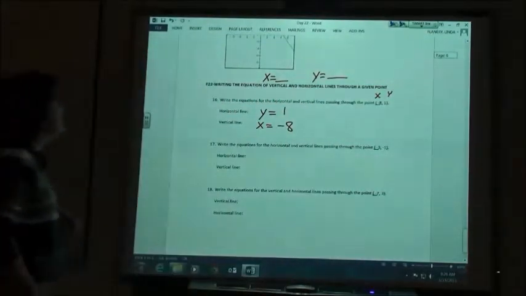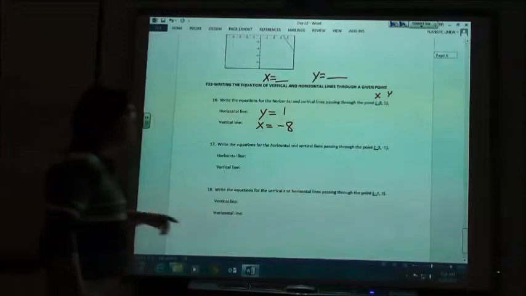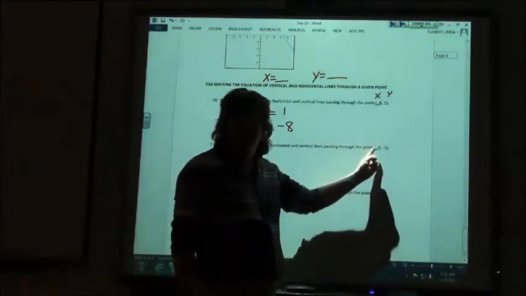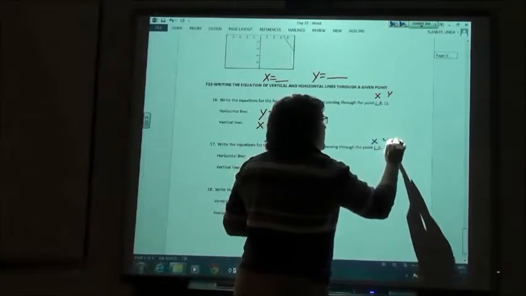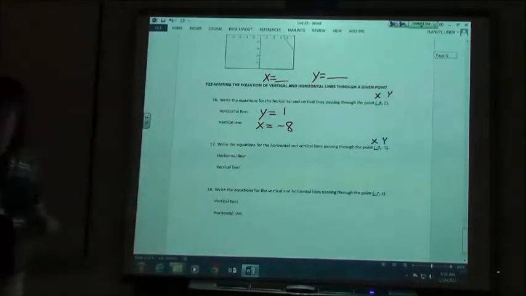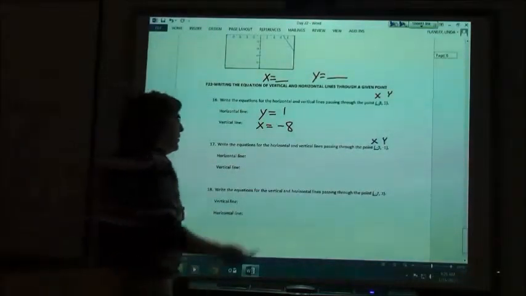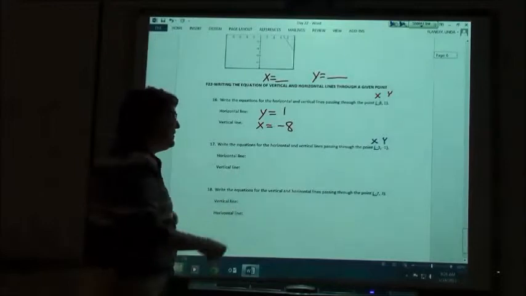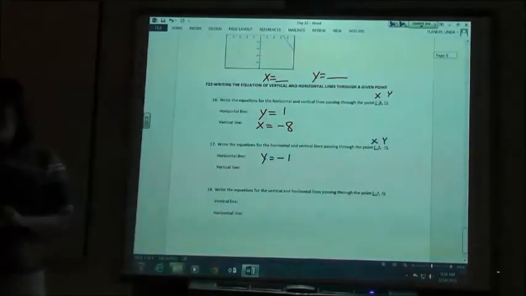So number 17, write the equation for the horizontal and the vertical lines that go through the point -3, -1. So I know in this point that the -3 is what value? X. And the -1? Y. So if I want to do the horizontal line first, my equation's going to be y equals -1. If you just put -1, it's going to count it wrong.